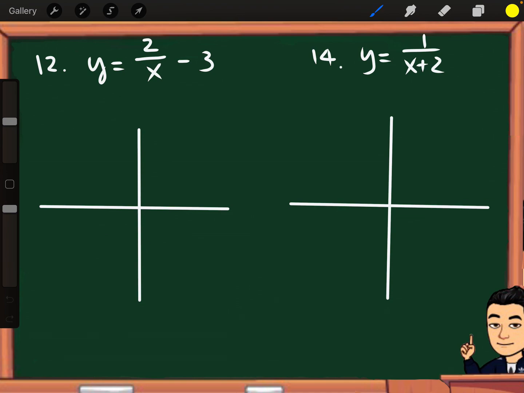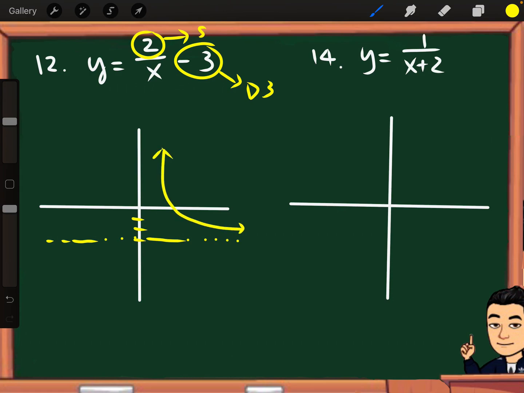We're going to have more translations going on. So first of all, let's analyze it. This is going to give you steeper, and this is going to move down by 3 units. Okay, so what you're going to do here is understand that it's steeper, right? But you're also going to have to move down by 3 units. So you want to go 1, 2, 3. This is your horizontal asymptote, and then give me something steeper. The vertical asymptote doesn't change, still where x equals 0.